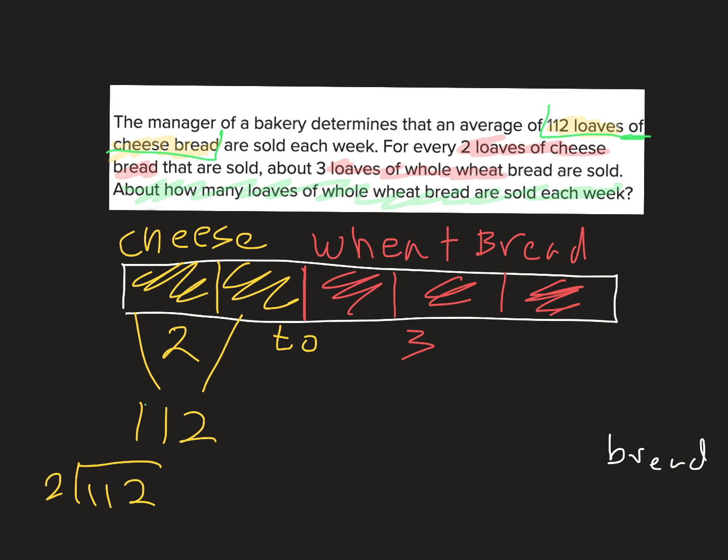2 doesn't go into 1. 2 goes into 11 5 times. 5 times 2 is 10. You get 1 left over. Bring down my 2. 2 goes into 12 6 times. So that means each one of these loaves of bread bars represents 56.